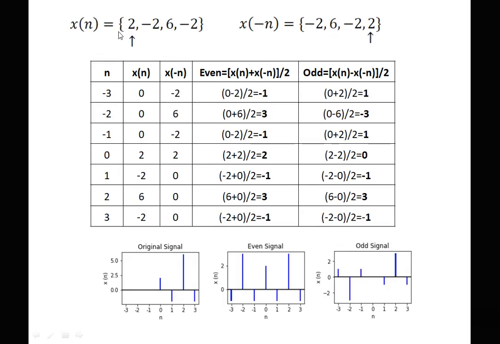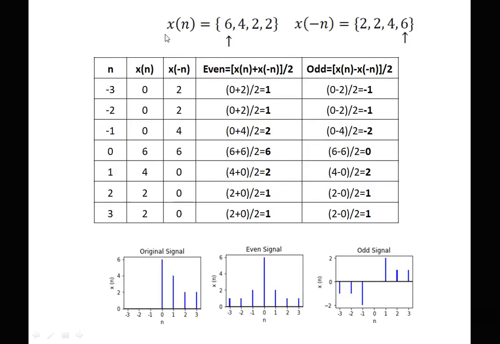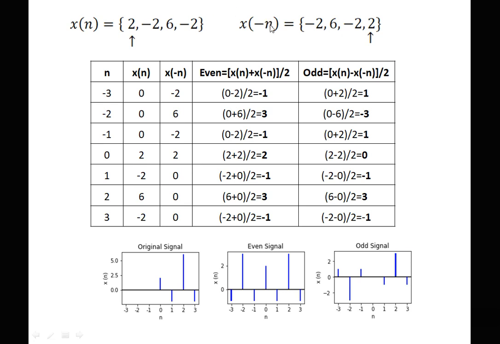Next example is x of n: 2, -2, 6, -2. Here the signal is moving from 0, 1, 2, 3. The negative part is absent. Now we first calculate x of minus n. X of minus n is 2 here. Now all this positive portion is shifted to the negative, so -2, then 6, -2. That is, the one element is shifted to -1, 2 is shifted to -2, and 3 is shifted to -3. Now again the range is from -3 to 3.